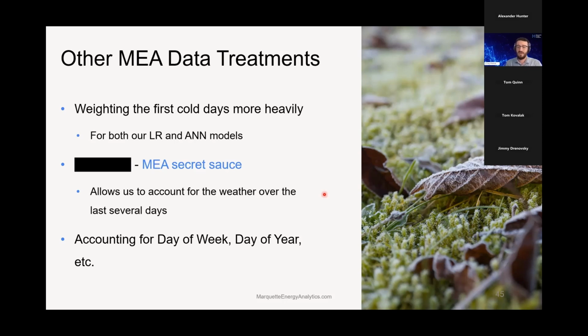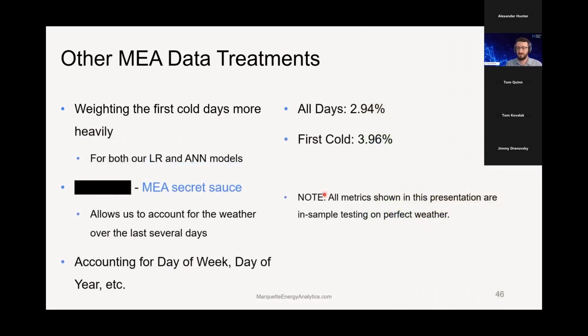And in addition, we do some other modeling stuff that helps us across the board, like accounting for day of week and day of year, etc. And with all of those things, we're able to cut down that error further. For this particular area, we're cutting our error on all days down to about 3%, and on those first cold days all the way down to 4.